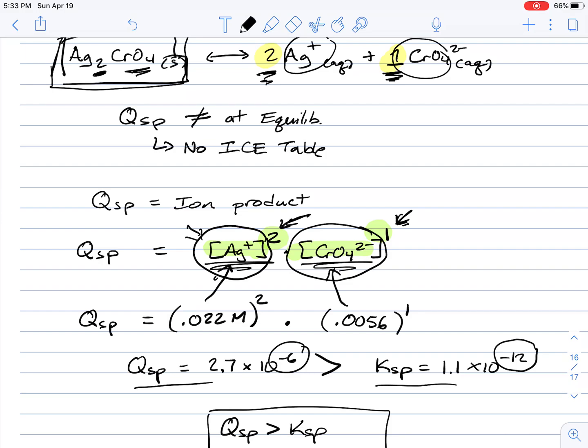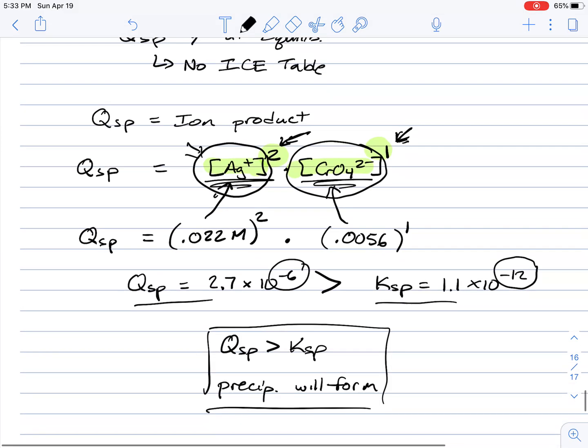And once you get your new concentrations after you've mixed those two solutions together, then you can go ahead and plug everything into your calculator to determine the value for Qsp. And then you are going to compare Qsp and Ksp, and if Qsp is greater than Ksp, then a precipitate will form. The silver chromate precipitate will form in this example. The identity of the substance will change in future problems. And if Qsp is less than Ksp, or if Qsp is equal to Ksp, then your precipitate will not form.